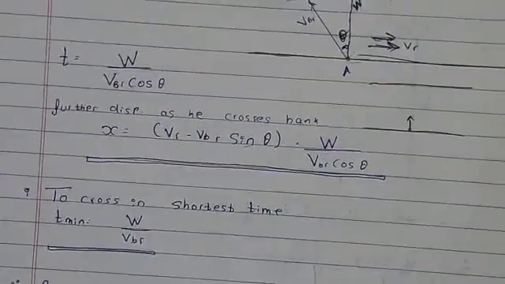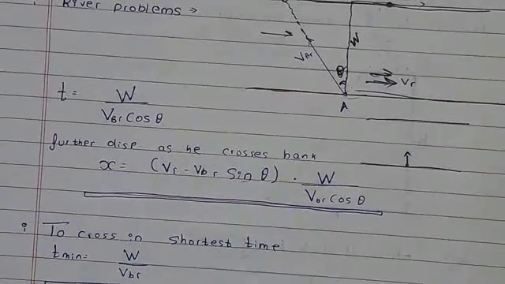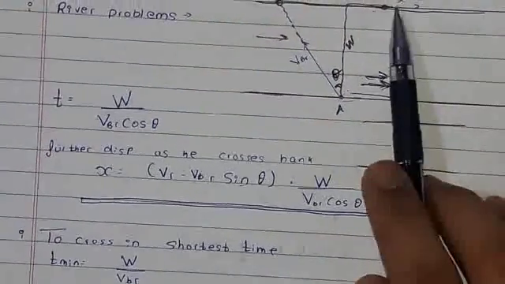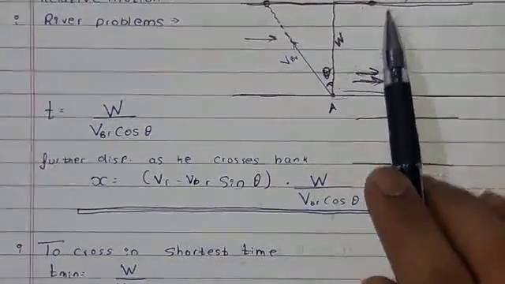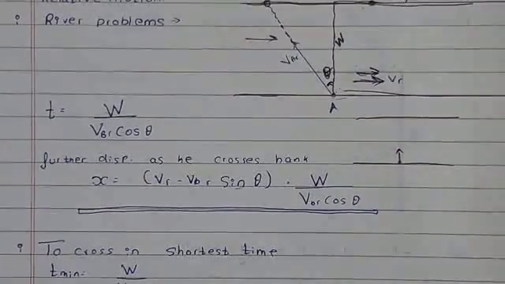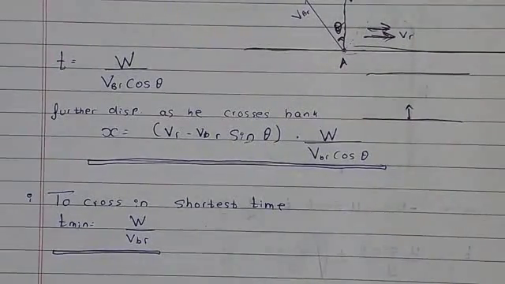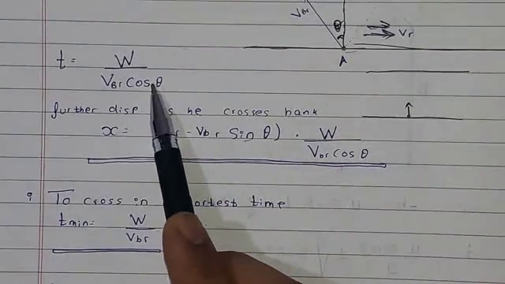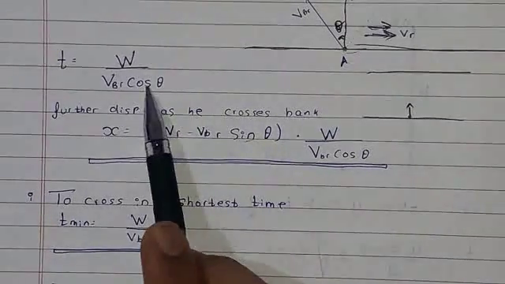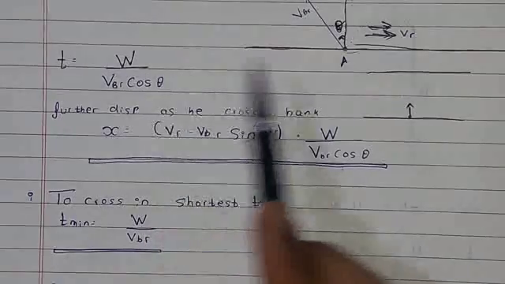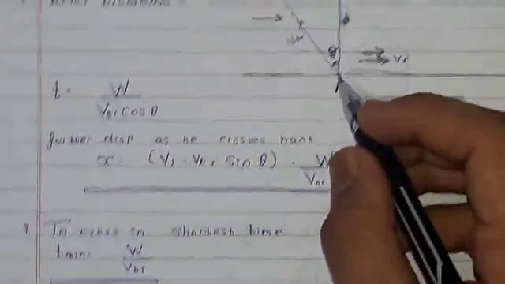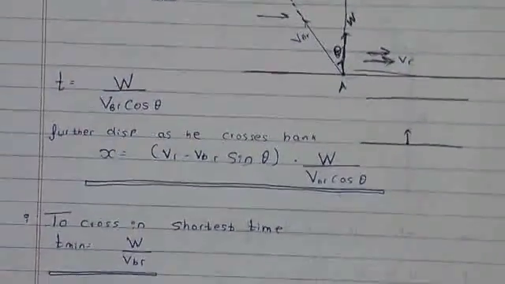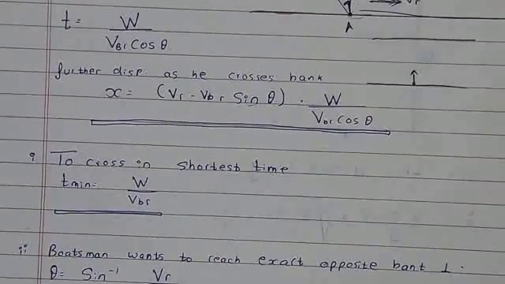And now another, to cross in the shortest time. That is, we want to cross the river, if someone is in a hurry and we have to go across the river in the shortest possible time, then what would be the time? Minimum time is equal to W upon VBR. For minimum time, cos theta should be 1, that is theta should be 0. If he goes like this, then he would cross the river in the minimum time, that is W upon VBR.